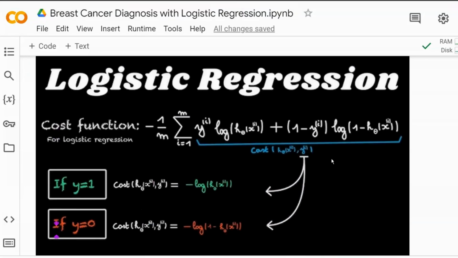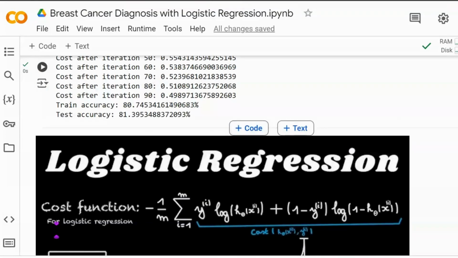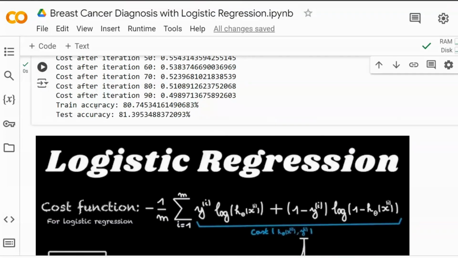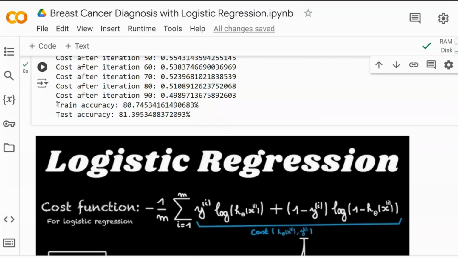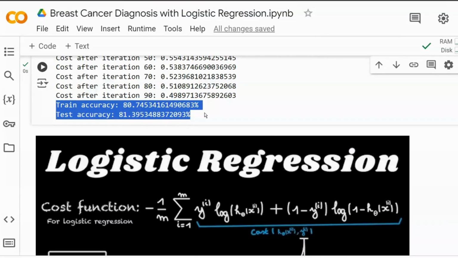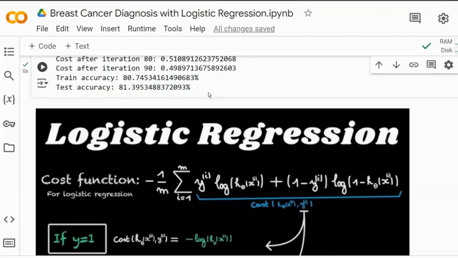Well, drumroll, please. The model achieved an accuracy of about 80.75% on the training data. 80.75%. So that means it got about 8 out of 10 cases right. Not too shabby for a model we built from scratch. But wait, there's more, right? What about the test data, the one the model hadn't seen before? Ah, yes, the true test. On the test data, it achieved an accuracy of around 81.39%. Wow, so it actually did slightly better on the new data.